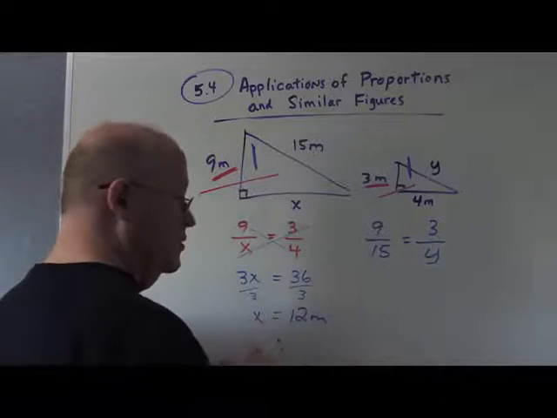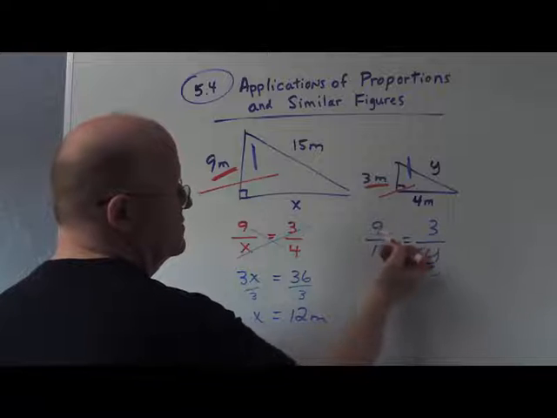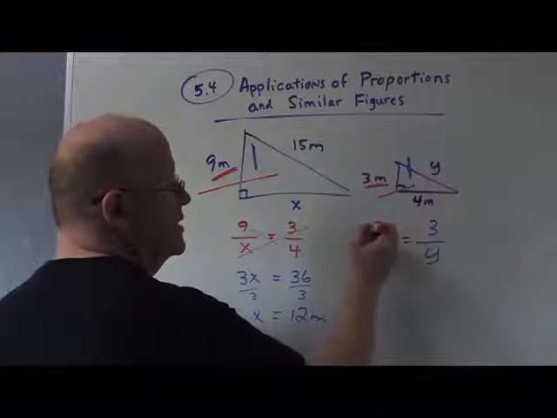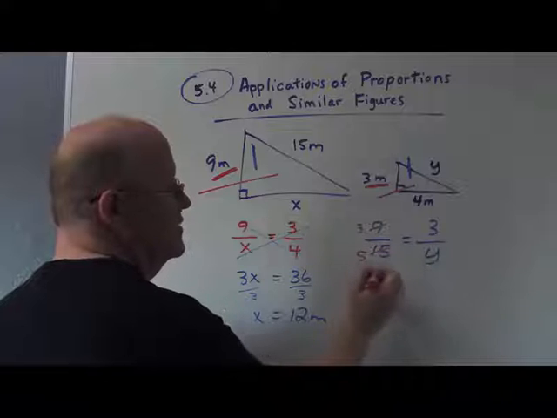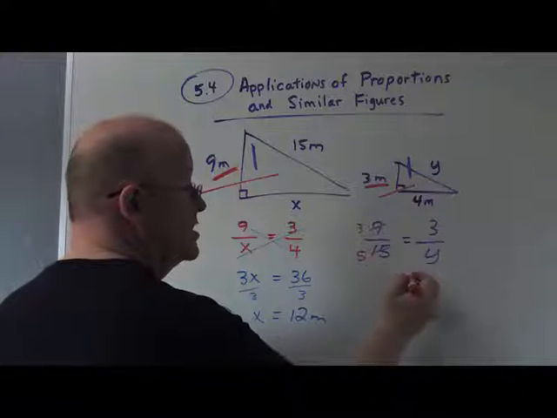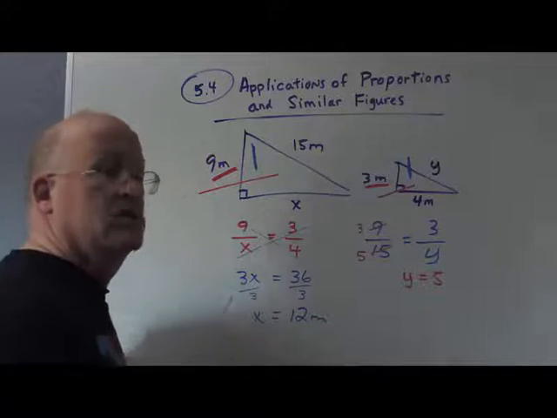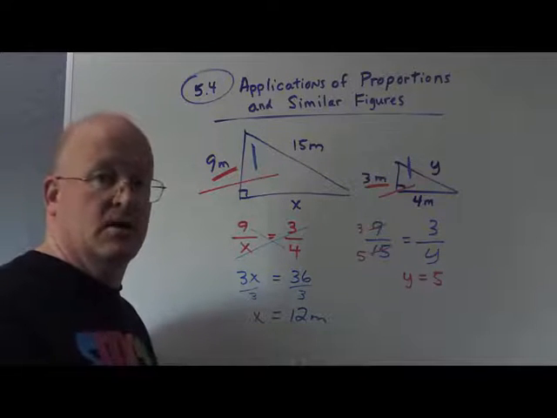Likewise, over here, I would reduce this first fraction first. 9 and 15 are both divisible by 3, and I can turn that into 3/5 and say, my y is just going to equal 5, because if the numerators match, the denominators should match with each other.